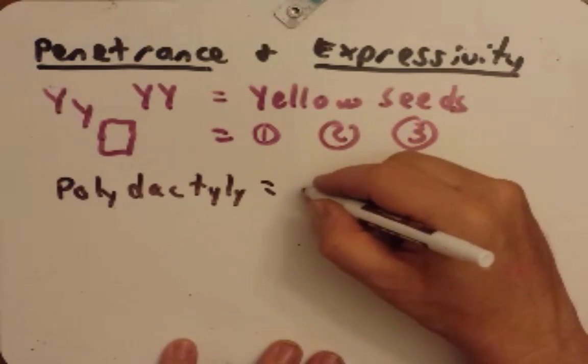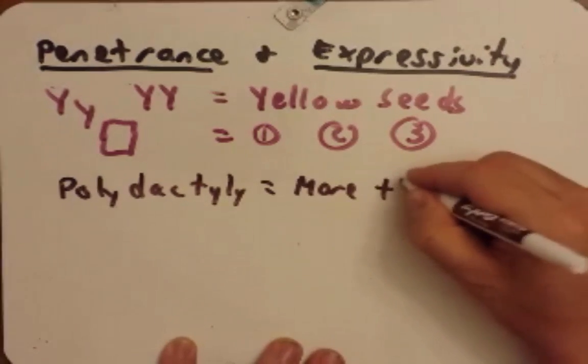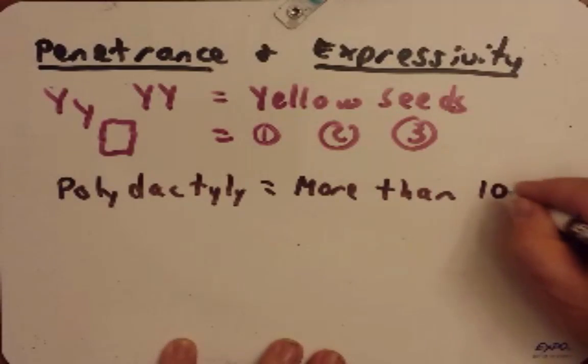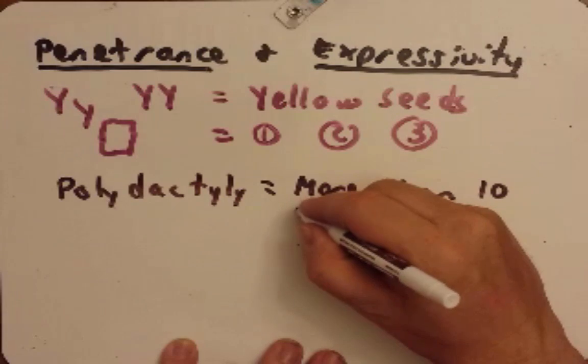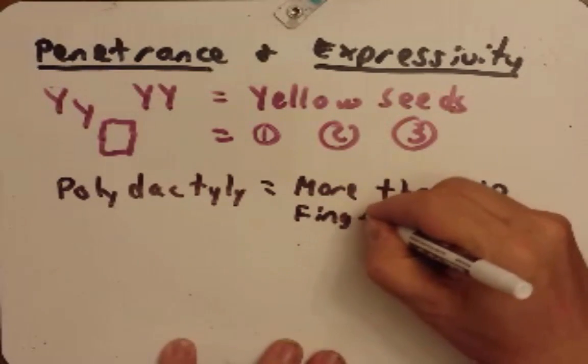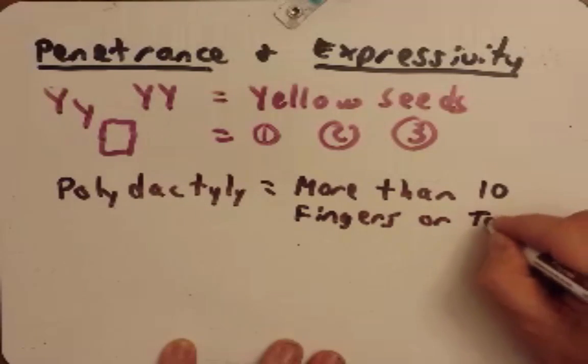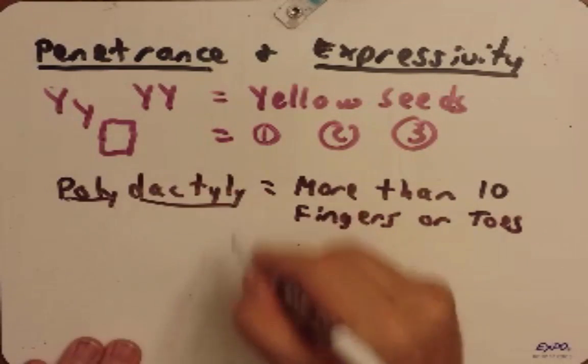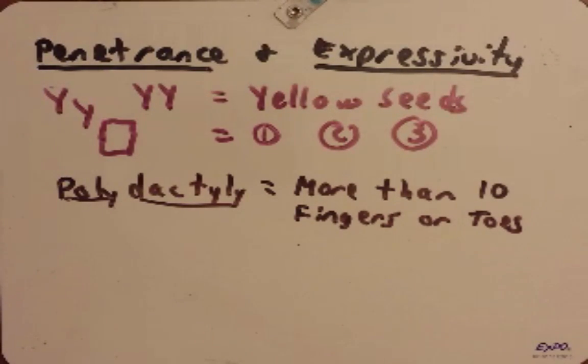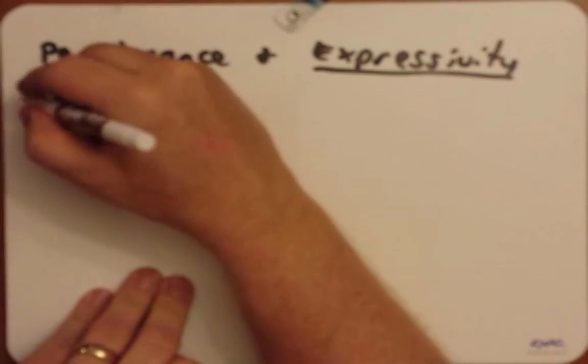This is a condition when a person has more than 10 fingers or more than 10 toes. Polydactyly. So I'm going to erase this to make a little room for us, and let's restate this up here.